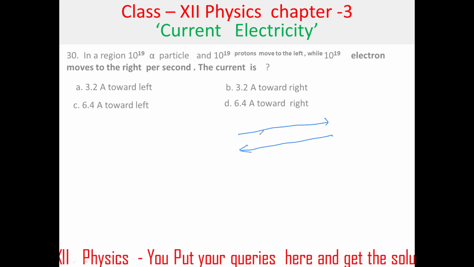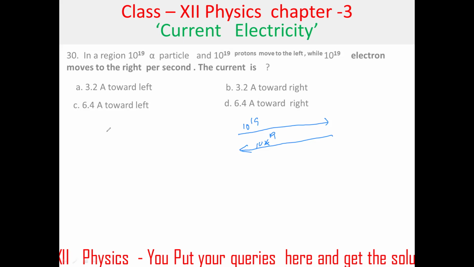So 10 to the power 19 alpha particles and 10 to the power 19 protons are moving to the left, and 10 to the power 19 electrons move to the right per second. See, in a region 10 to the power 19 alpha particles and 10 to the power 19 protons move to the left, while 10 to the power 19 electrons move to the right per second. So current would be what?